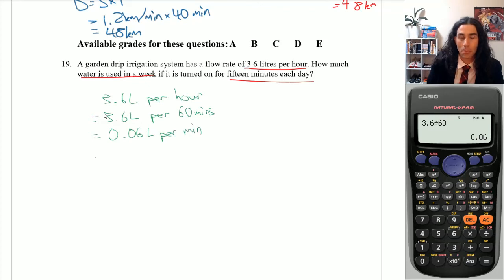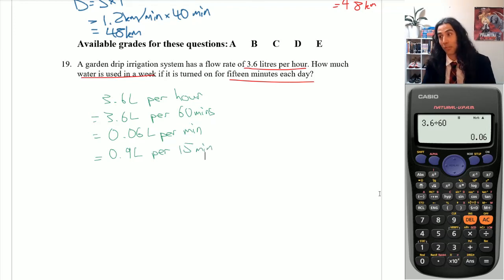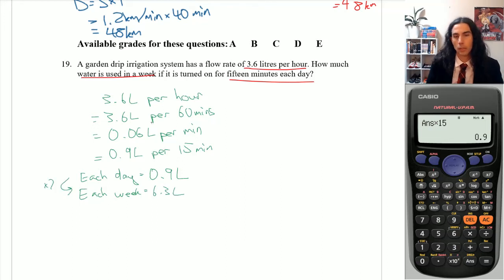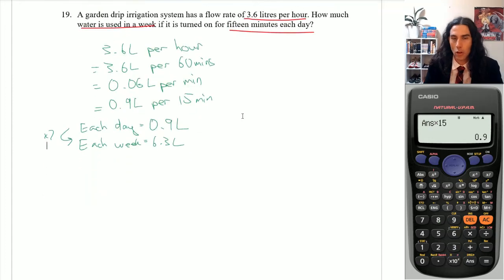How much for 15 minutes? Times it by 15, you'll get that. Liters per 15 minutes. Because 6 times 15 is 90, so 0.9. All right, so each day, it's 0.9 liters only, because it's just that 15 minutes. And then each week, times that by 7. Show your working. Done. That's not an A-level question.